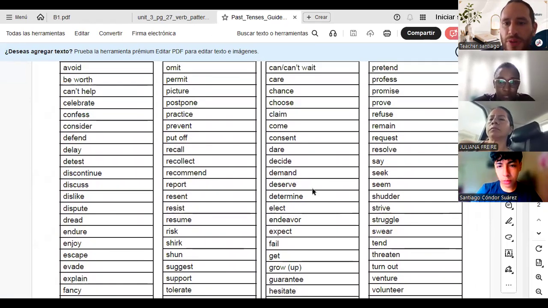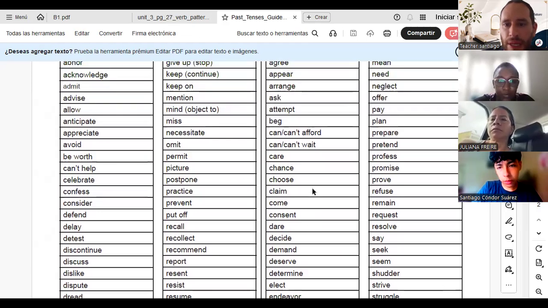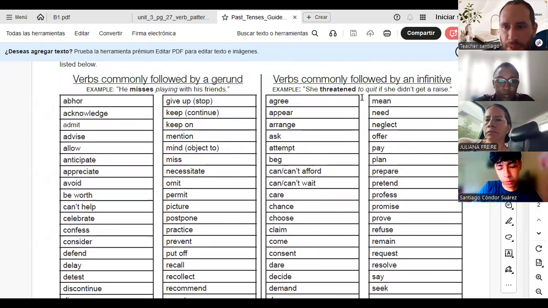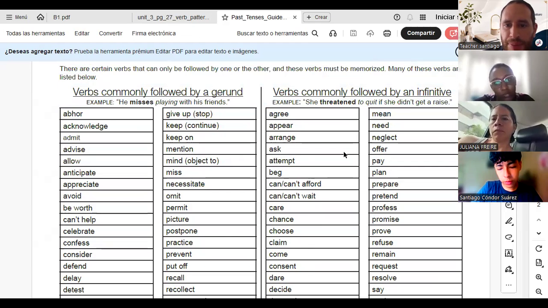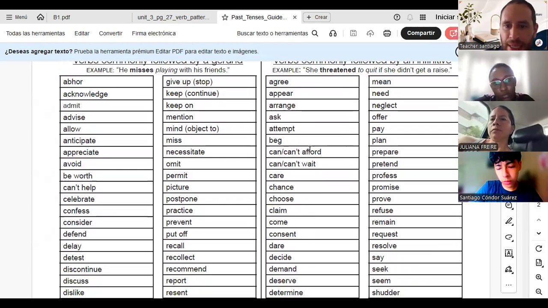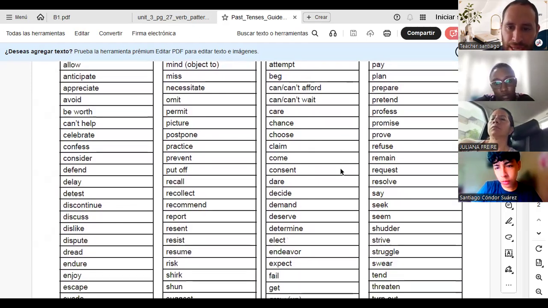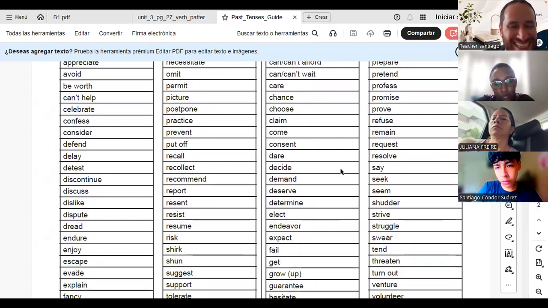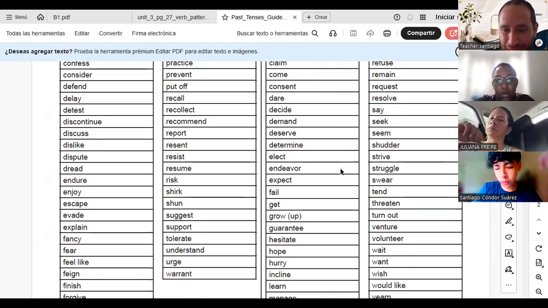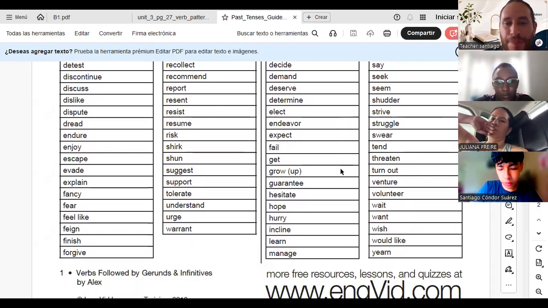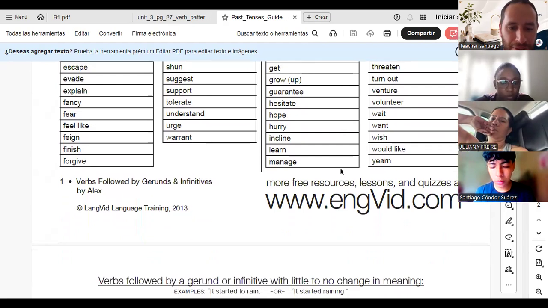And then with these verbs, we use infinitive, okay? Infinitive. Here: agree, appear, arrange, ask, attend, beg, can offer, can wait, care, chance, choose, claim, come, consent, dare, decided. Okay, there's many. So please keep this file in your mind.